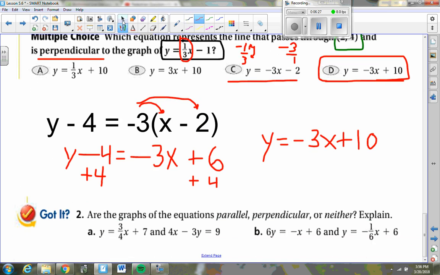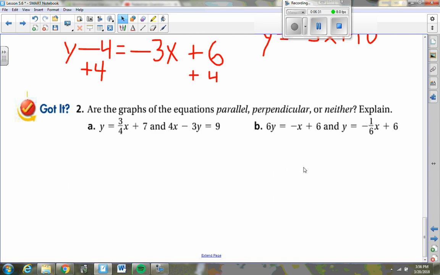Now, the other thing that we're going to need to be able to do in our practice problems is to look at two equations with x's and y's in them and decide if they're parallel, perpendicular, or neither. Okay, parallel, perpendicular, or neither. So in order for us to see whether they are parallel, perpendicular, or neither, we have to be able to see both of the slopes.